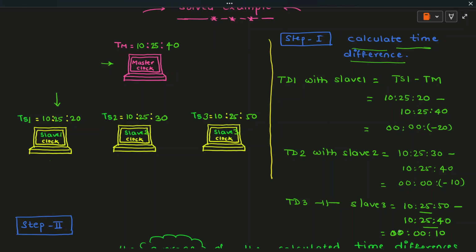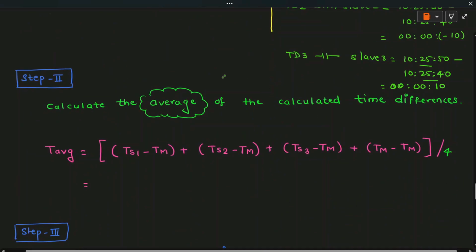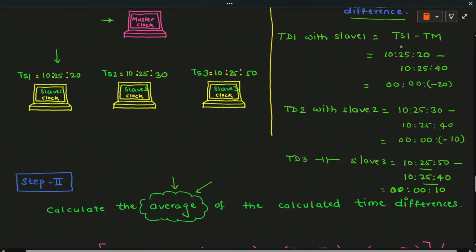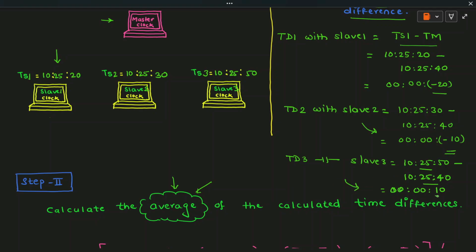So as per the algorithm, now we will enter step 2. Here we are going to calculate the average of the calculated time differences. TS1 minus TM we have already calculated, that is minus 20. TS2 minus TM we have calculated here is minus 10. TS3 minus TM we have calculated as 10. So the values will be minus 20, minus 10 and 10.